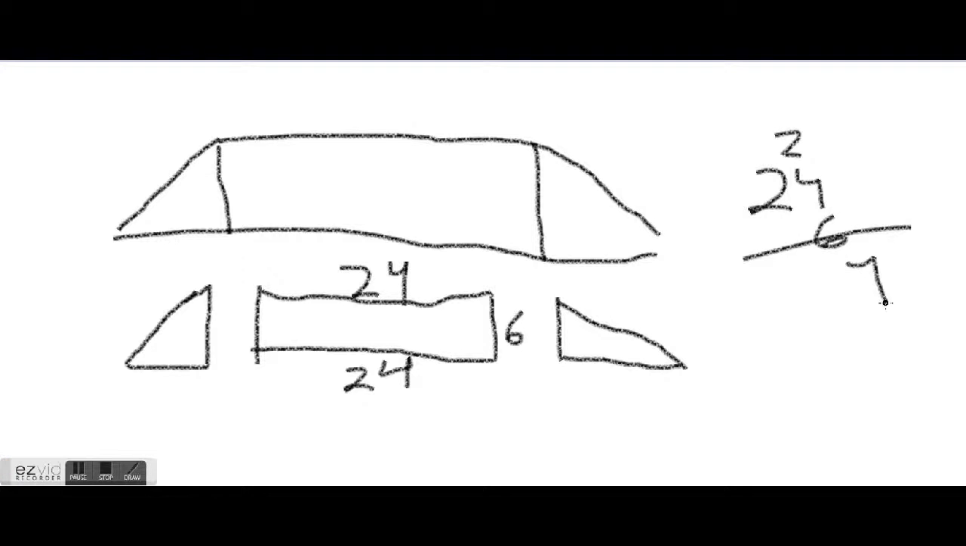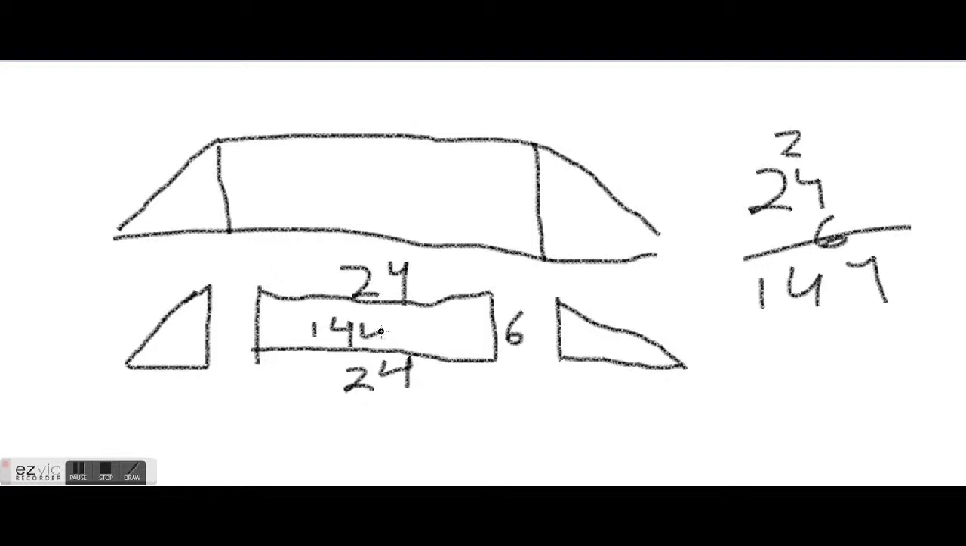This side is given as 24. So then this side is also 24. And the height is 6. So we just have to do 24 times 6 to get the area of this. 6 times 4 is 24. 12 plus 2 is 14. So that's 144 there, right? So that's done. That's 144.